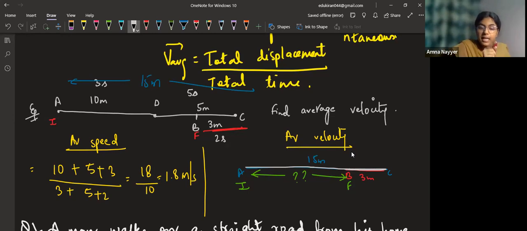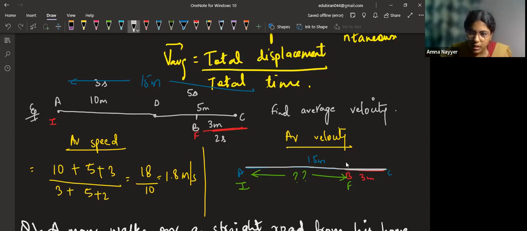So the initial point is A, then the person went to point C and came back to B. So your final point is B, not C. And now you are not concerned with how the person went, whether the person went from A to D, D to C, C to B. No, you just need to focus on started from A, landed at B. Your initial point, your final point, and the separation between them. That's it.